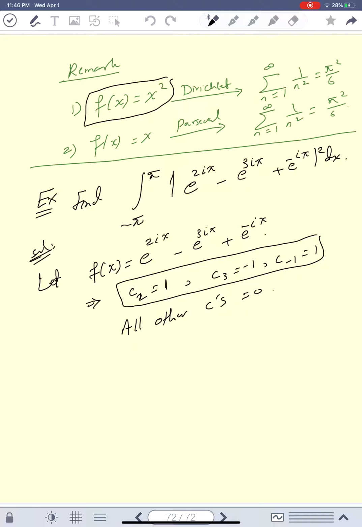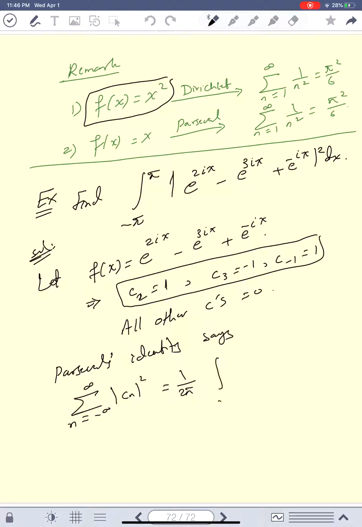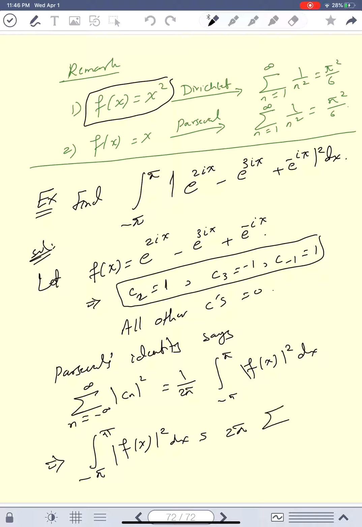Okay? So I know that Parseval's identity says that the sum from negative infinity to infinity of the absolute value of Cn squared is equal to 1 over 2 pi times the integral from minus pi to pi of the absolute value of f of x squared dx, right? So from this, the integral from minus pi to pi of the absolute value of f squared is equal to 2 pi times the sum from negative infinity to infinity of the absolute value of Cn squared. And this is exactly what we want.